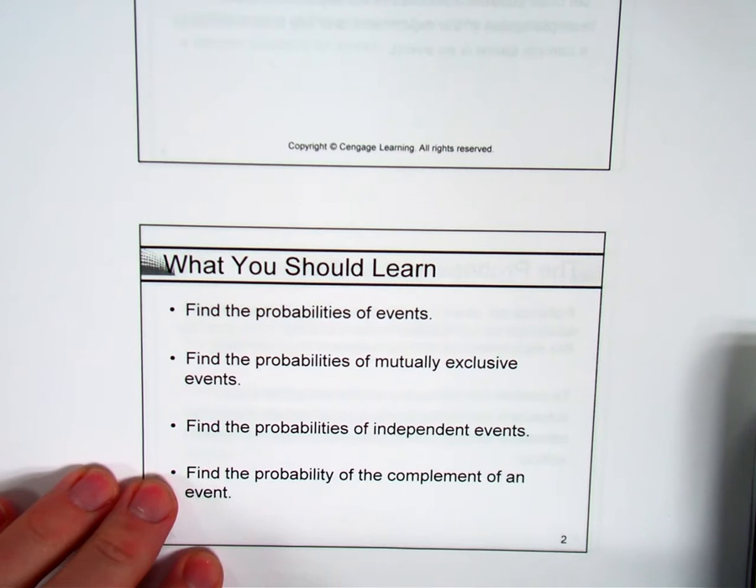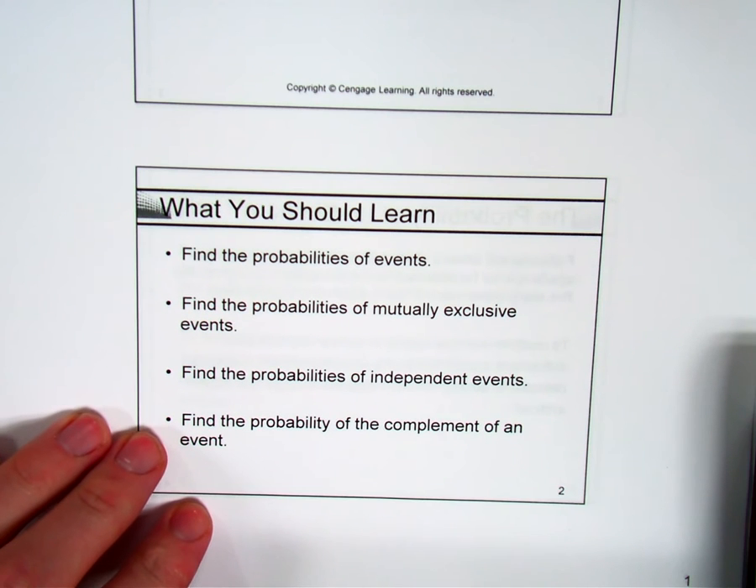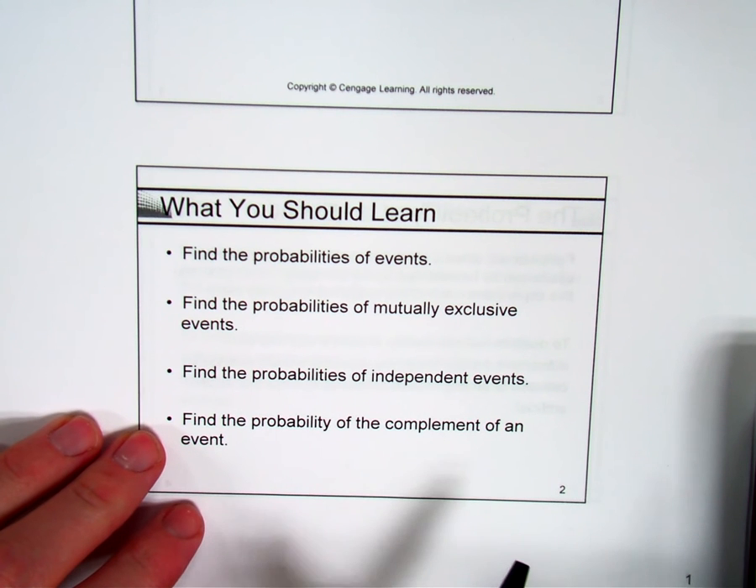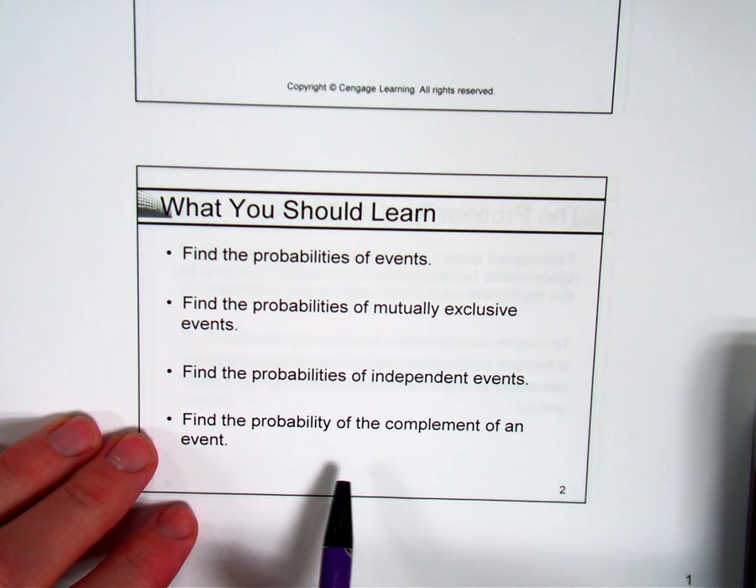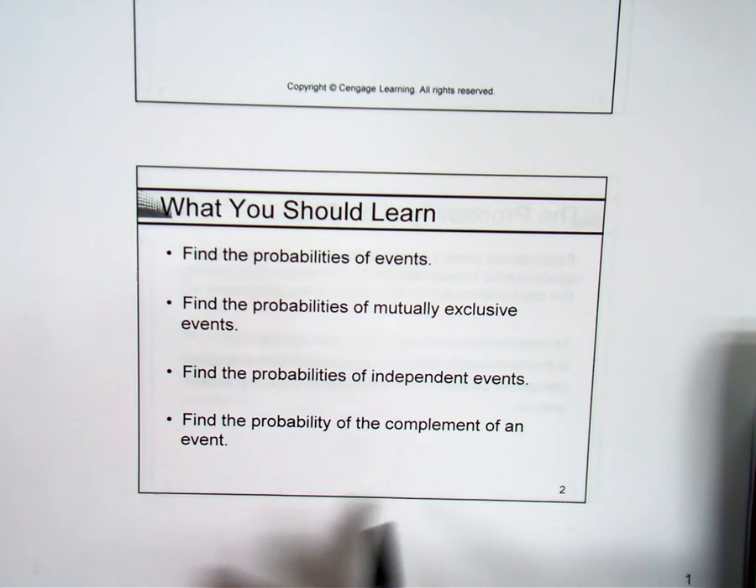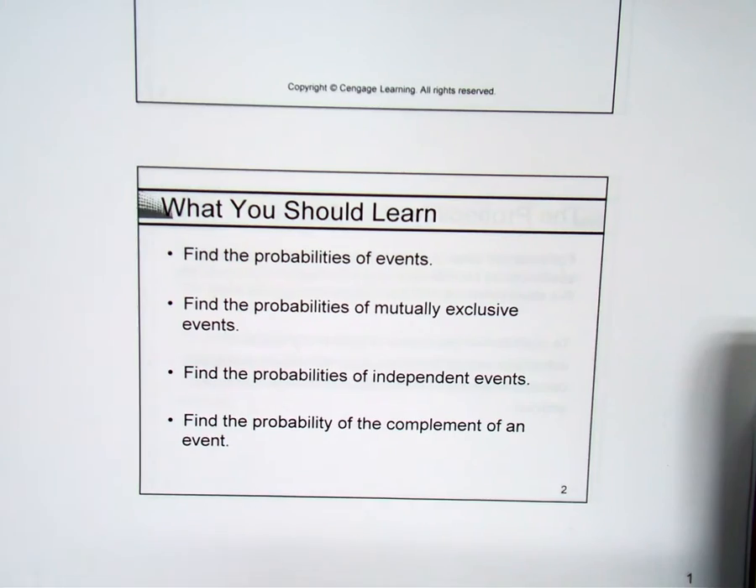Probability. Okay, we're going to be finding probabilities of events, finding the probabilities of mutually exclusive events, finding the probabilities of independent events, and finding the probability of the complement of an event. Alright, so let's flip it over here.